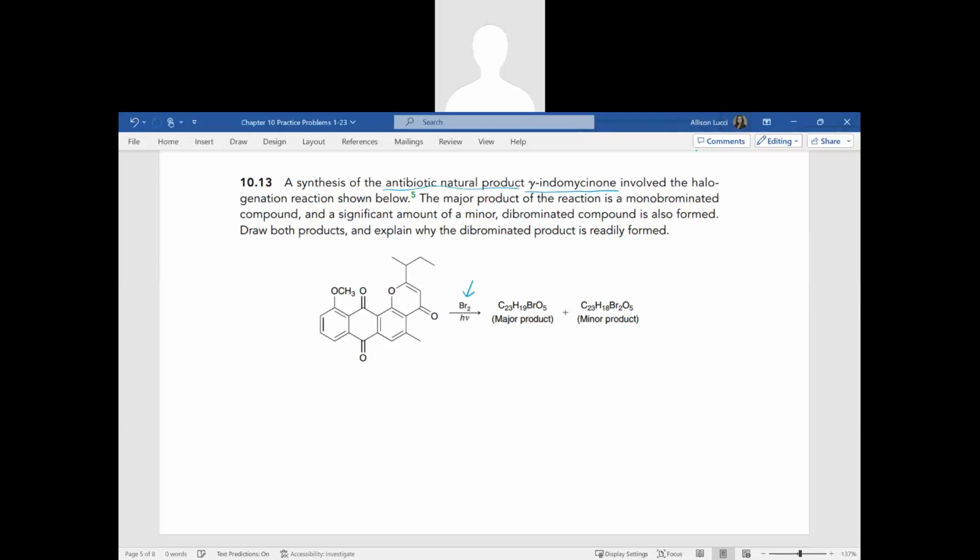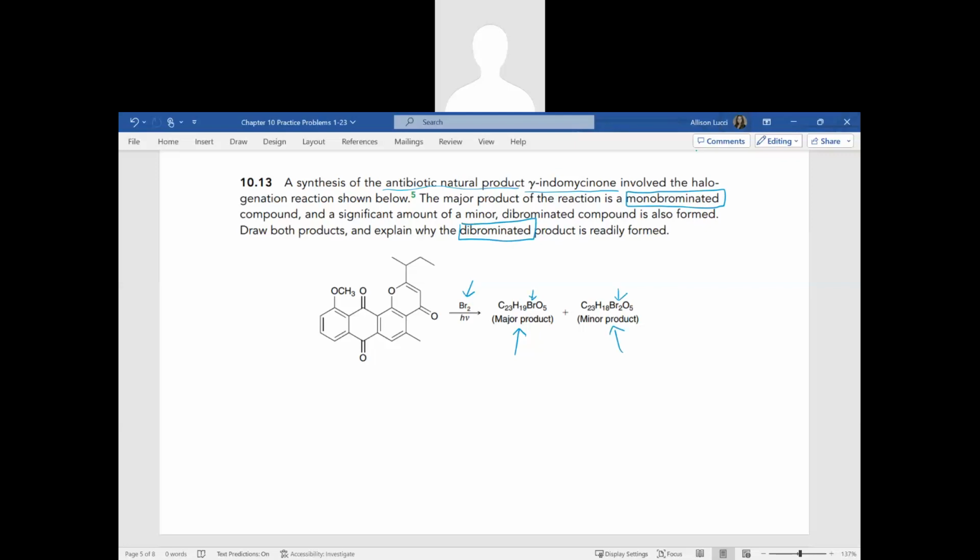So we see our Br2, our halogen here. And this is our major product here. And our minor product is a dibrominated product. So we have our minor product here, dibrominated, and we have our major product, which is monobrominated. So we can see that in the chemical formulas given. We see only one bromine in our monobrominated major product. We see two listed in our minor product.